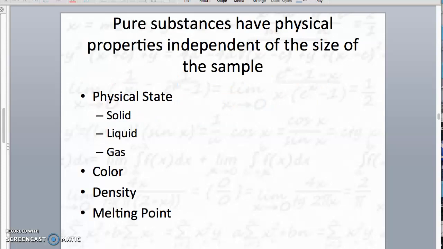Physical properties do not depend on sample size, and they can help us identify or characterize pure substances. Examples of physical properties are included on this slide. This is not an all-inclusive list of physical properties.